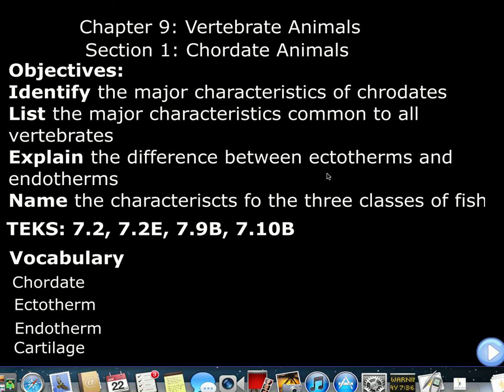Today we're starting the vertebrate animals. We've been in animals for a while, but we had been focusing on invertebrates. And so today we're going to be focusing on chordate animals. So what we want to be able to do is identify the major characteristics of chordates. We also want to be able to list the major characteristics common to all vertebrates and explain the difference between ectotherms and endotherms, and name the characteristics of the three classes of fish. So the vocabulary to be on the lookout for is chordate, ectotherm, and endotherm, as well as cartilage.